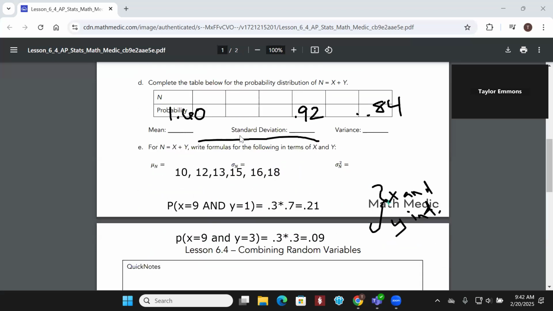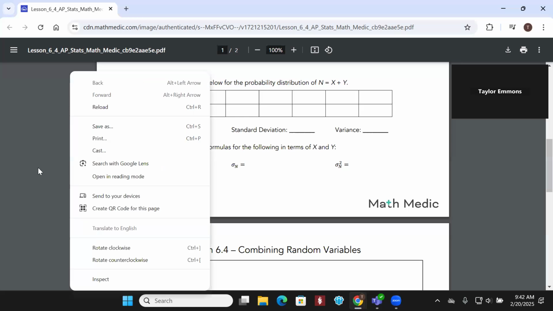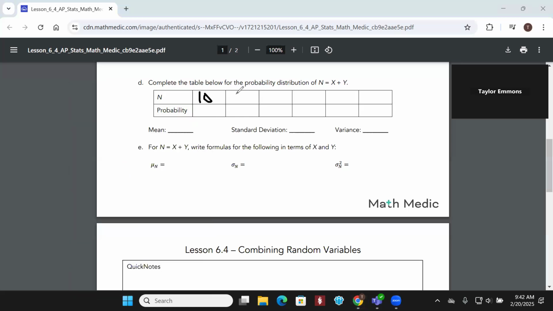So for my visual people, you're filling in this table, and you're going to put 10, 12, 13, 15, 16, 18. And then we found the probability of getting 10 as 0.21. Can you find the probabilities of the others? All right, take a second, fill that table.